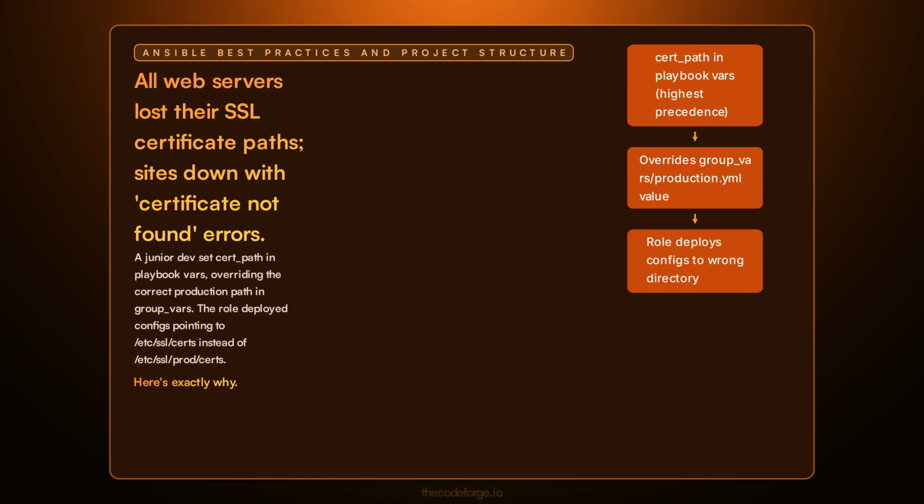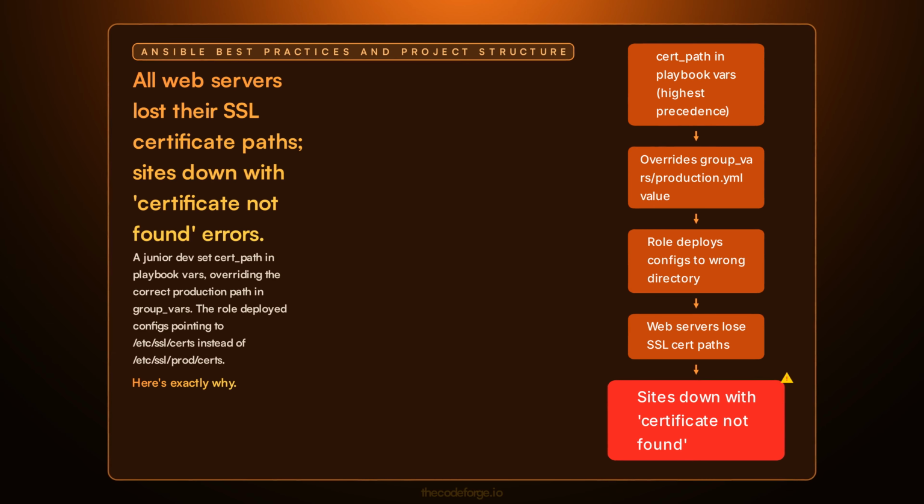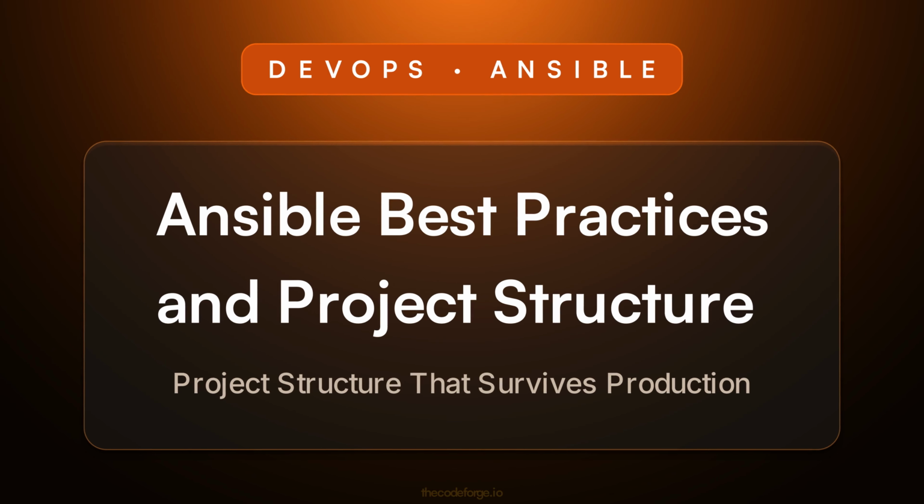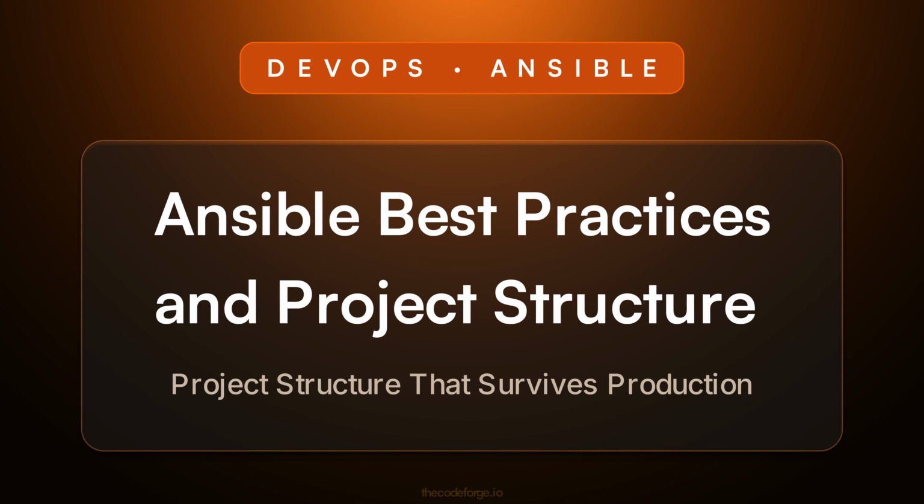After a routine Ansible run, all web servers lost their SSL certificate paths, taking down every site. The culprit? A variable defined in 3 places, with the wrong one winning. Let's break down Ansible Best Practices and project structure, how it works, and the exact mistake behind that failure.